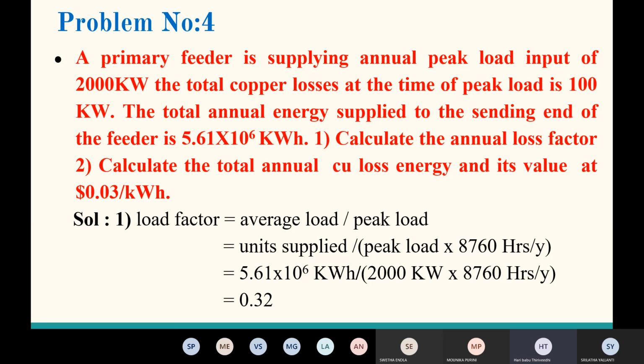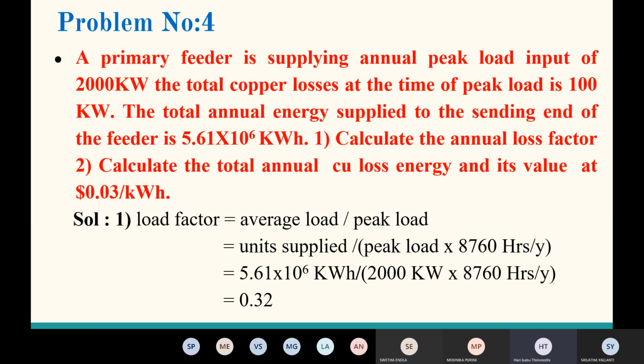Now the loss factor is also 0.168. Load factor is average load by peak load. Average load is the number of units generated divided by the hours in a year. So that is 8760 divided by peak load. So 5.61 into 10 power 6 divided by 2000 into 8760, that is 0.32, right?